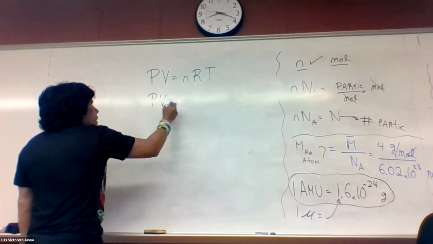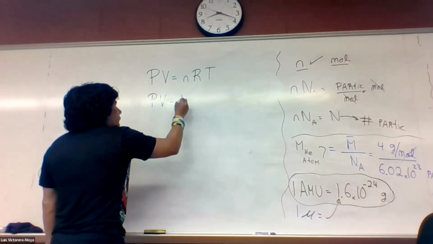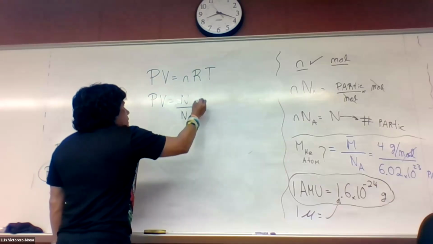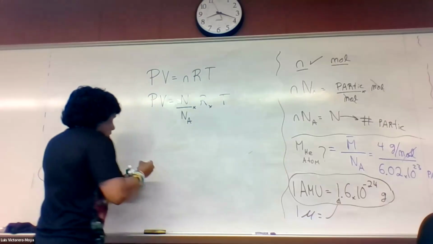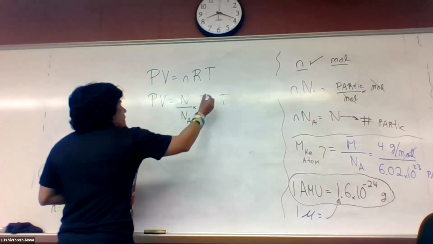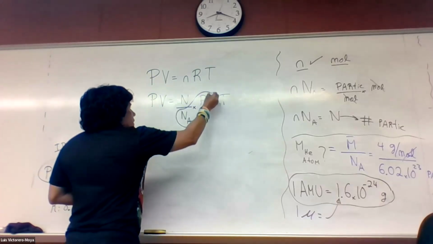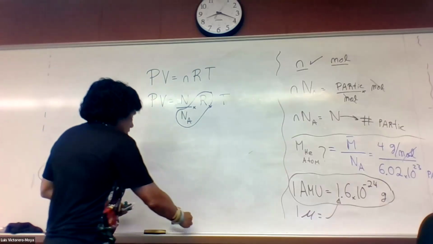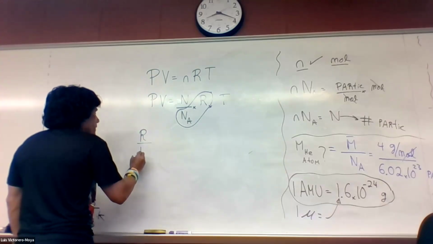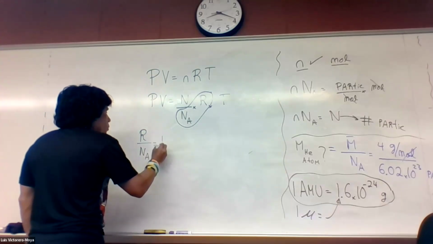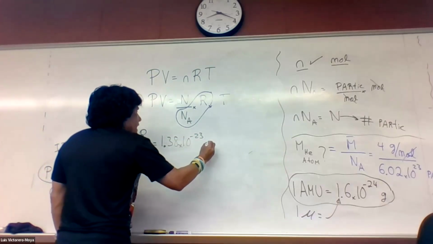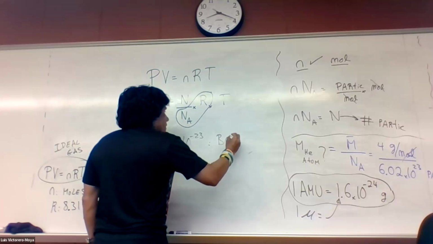PV, instead of number of moles, I have number of particles over the Avogadro number, RT. Now, R divided by NA, that's a fundamental constant. We have a name for it. R divided by NA gives you 1.38 times 10 to the negative 23. That's the Boltzmann constant.